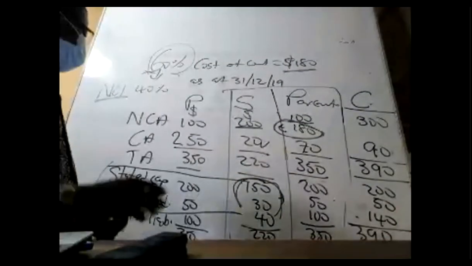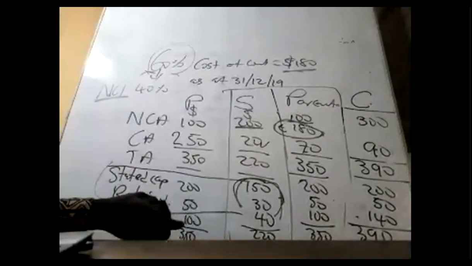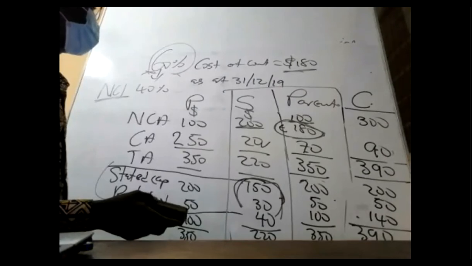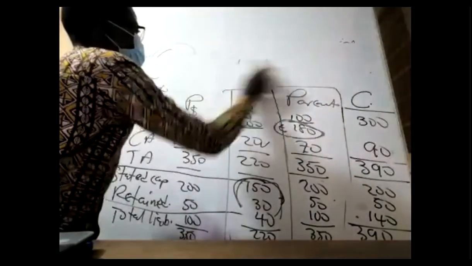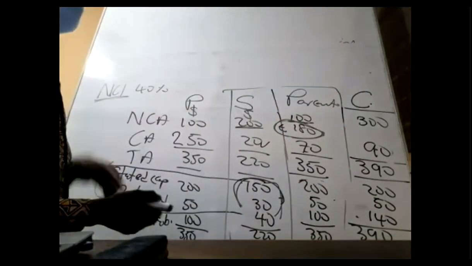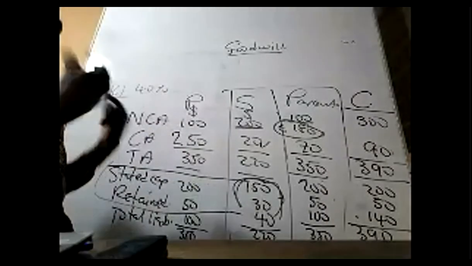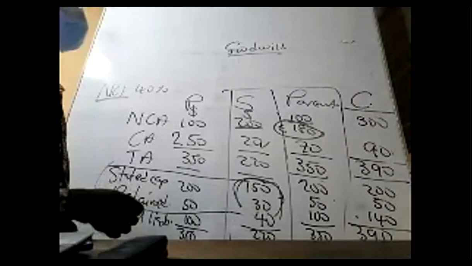So I'll perform some small calculation here, so for you to get it clear. I need a full space. Let's see if there will be goodwill. Goodwill, I'll come to it, but it simply means whatever you pay, if it is more than whatever you've acquired, the difference is what? Goodwill.